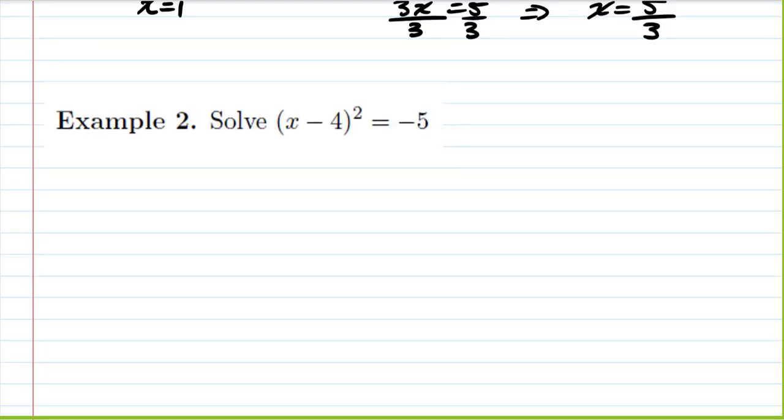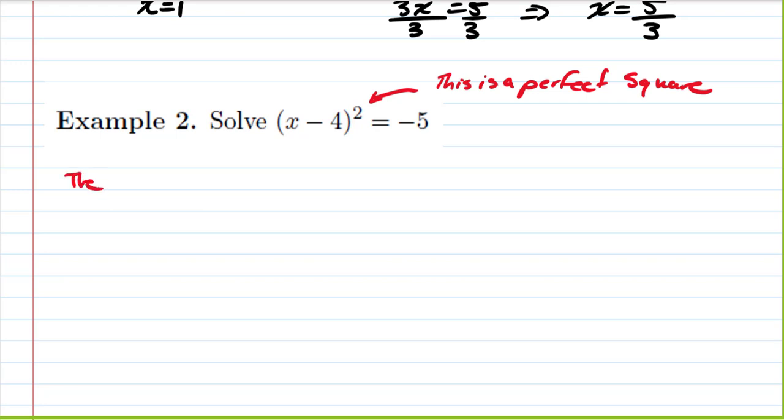So for example number 2, we wish to solve. And we'll notice that this one looks a little different than the problem that we just did. So we have a perfect square. This won't happen all the time, but if it does, there is a different method that we can use, which is the square root property.